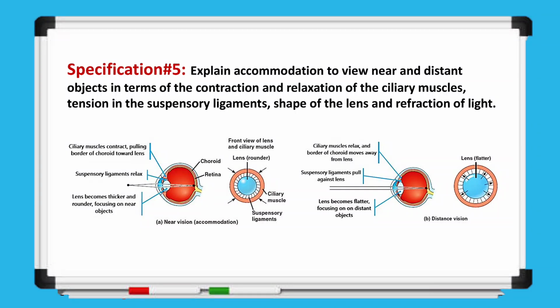And finally, we come to the last specification of this unit, specification number 5, which asks us to explain accommodation to view near and distant objects in terms of the contraction and relaxation of the ciliary muscles, tension in the suspensory ligaments, shape of the lens and refraction of light, with respect to near and distant vision. Accommodation is the eye's way of adjusting the lens shape to focus on objects at different distances.